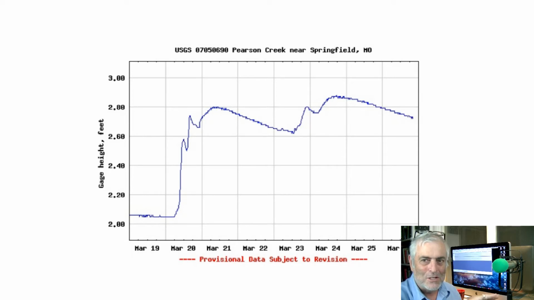And so you can see that sort of second rounded hump there that's not related to a storm event. It's related to the aftermath of that storm event that occurred on the 23rd. So that's the spring beginning to rise after that storm event.